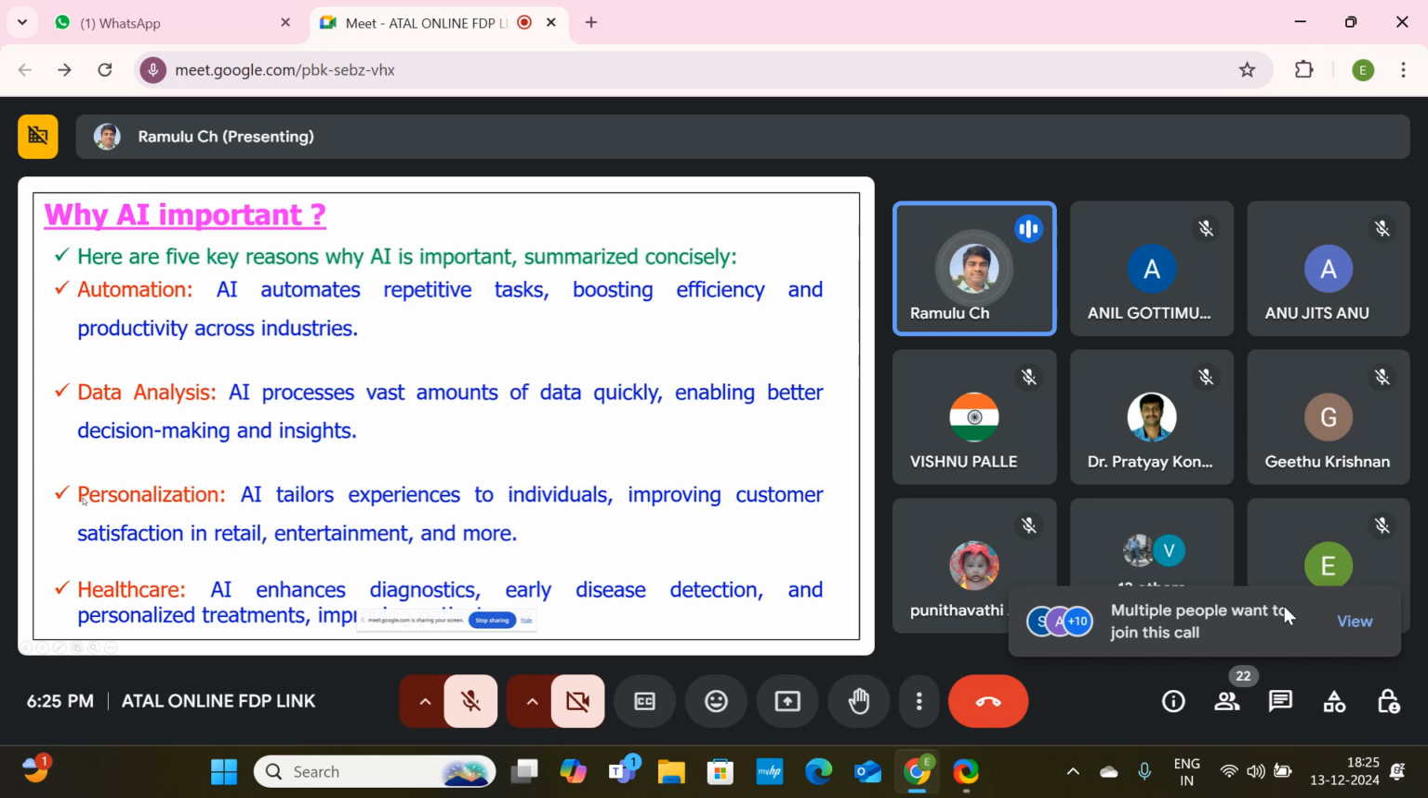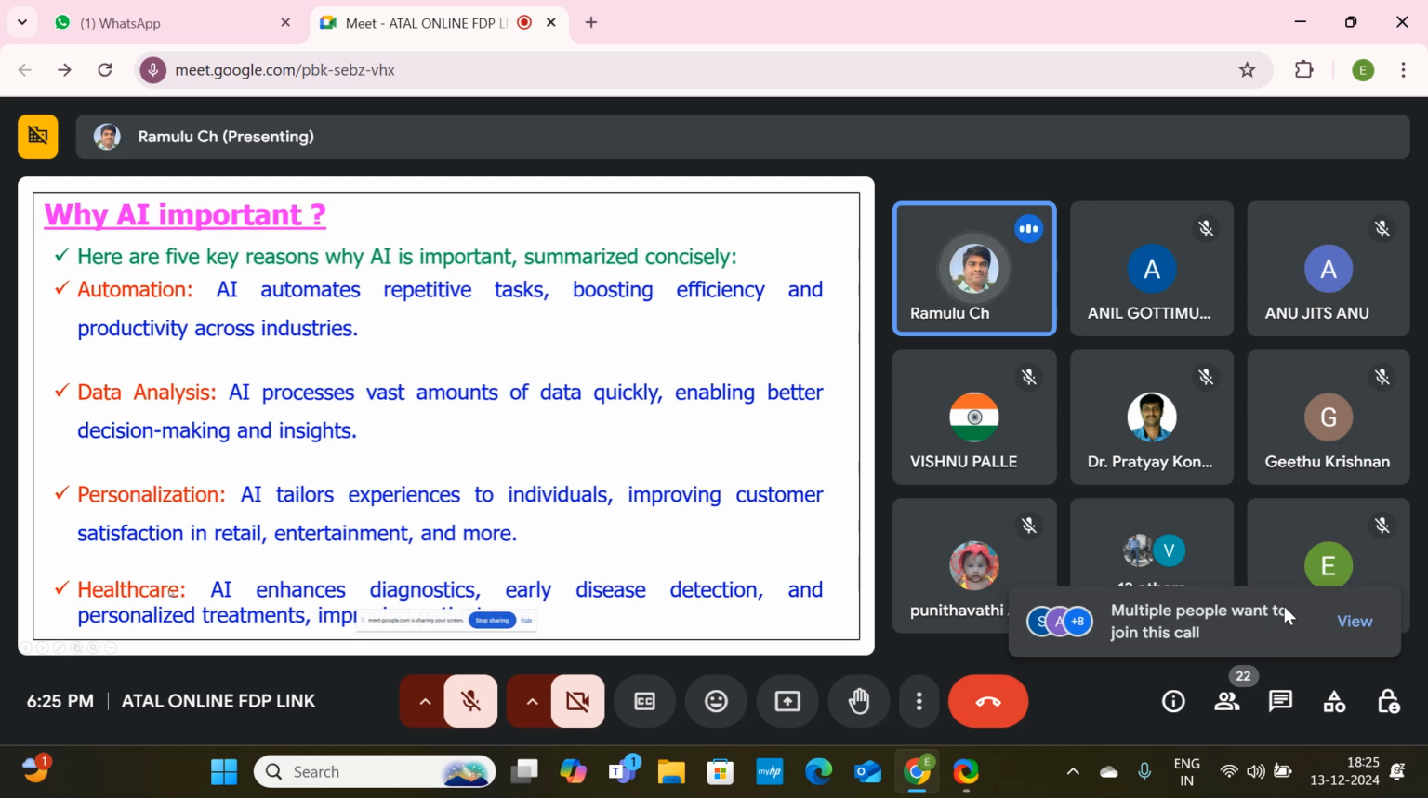Now coming to the third key factor, personalization. What is meant by personalization? AI tailors experiences to individuals, improving customer satisfaction in retail, entertainment, and more. Whatever your application may be, when AI is implemented, from a business point of view the important thing is that the customer is going to be satisfied at the end.